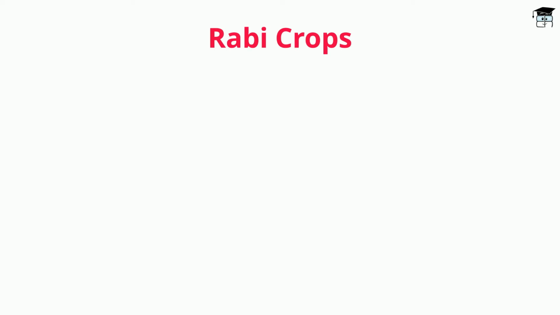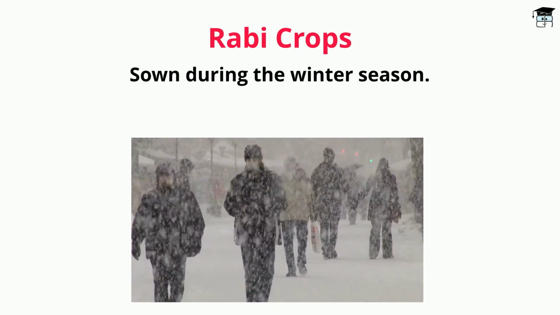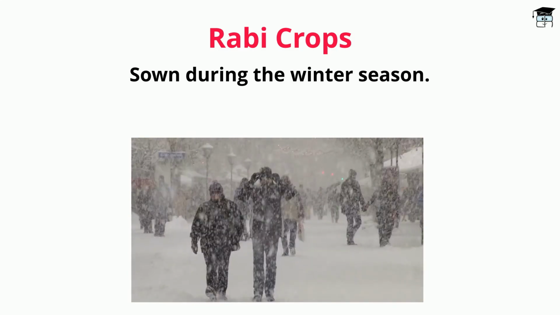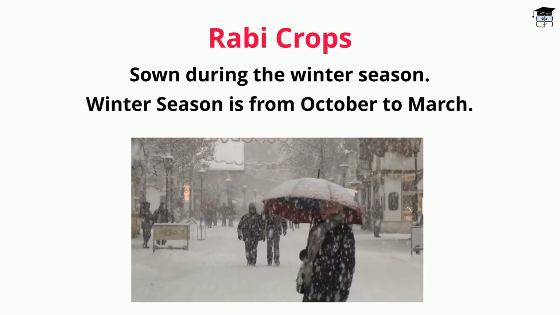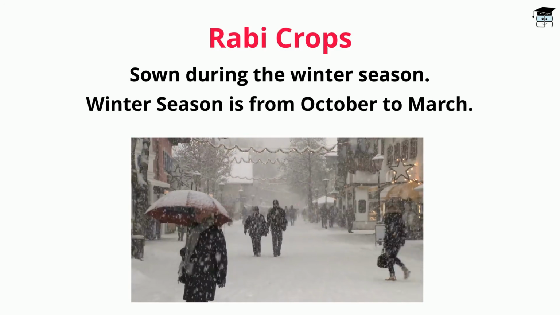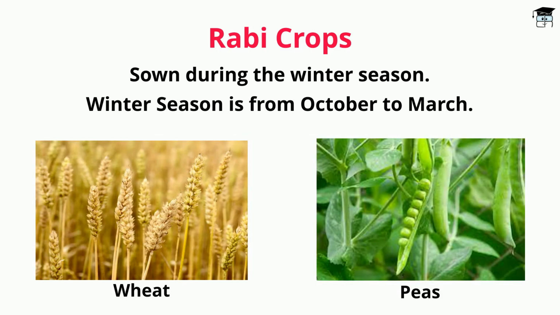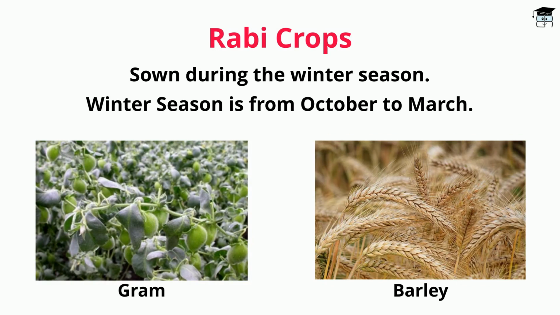Second type of crops are Rabi crops. The crops which are sown in the winter season are called Rabi crops. The winter season in India is generally from October to March. Examples of Rabi crops are wheat, peas, gram, barley, etc.